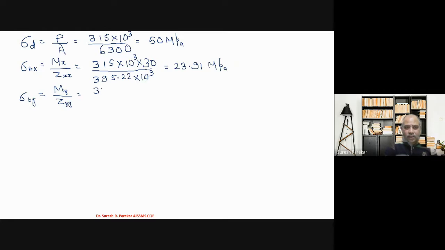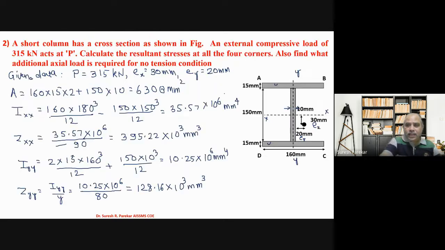And third we have sigma By, which will be equal to My upon ZYY, and that is equal to 315 into 10 raised to 3 into 20 divided by ZYY we have 128.16 into 10 raised to 3, and then we will get this value as 49.16 MPa. Now you can see for A we have sigma D plus, other two we have minus, or we will go one by one.